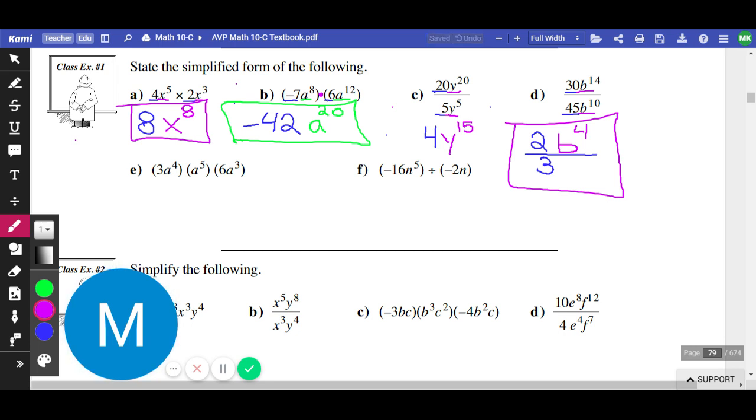Awesome. E. We just have 3 things multiplied together. We treat it the exact same way. So coefficients are going to multiply by all the coefficients. In this case, I have a 3 coefficient, an invisible 1 coefficient, and a 6 coefficient. If I multiply those all together, I get 18.